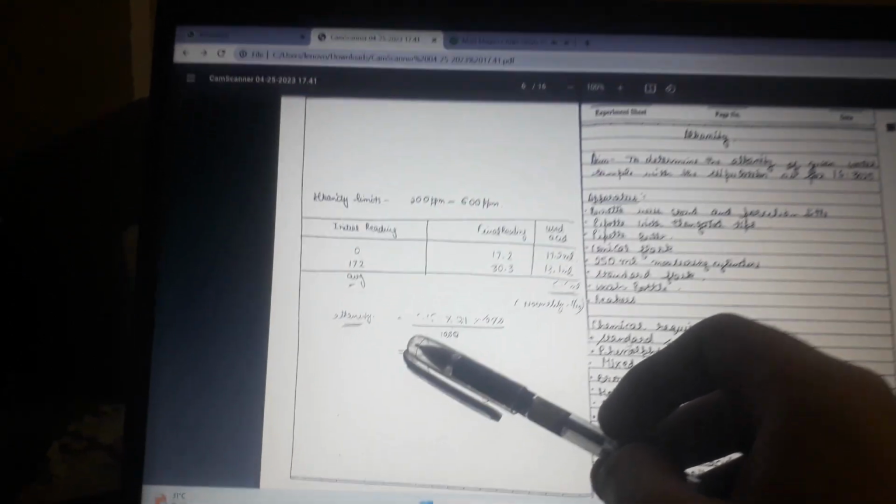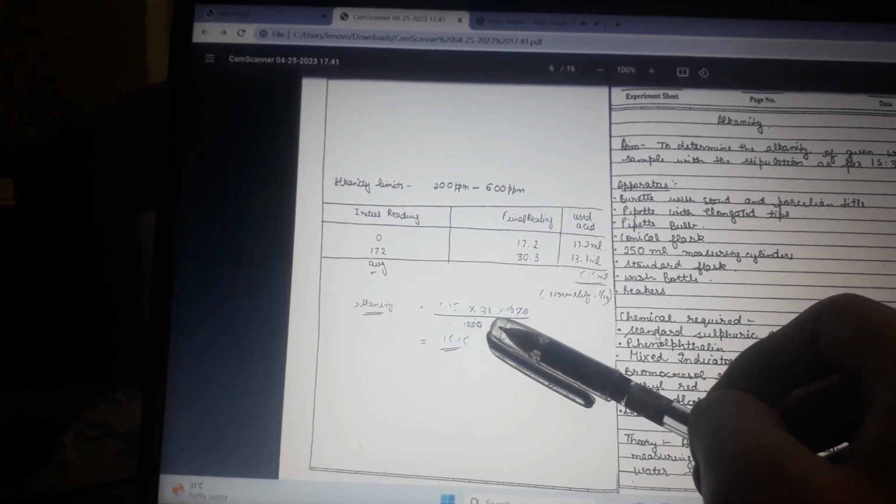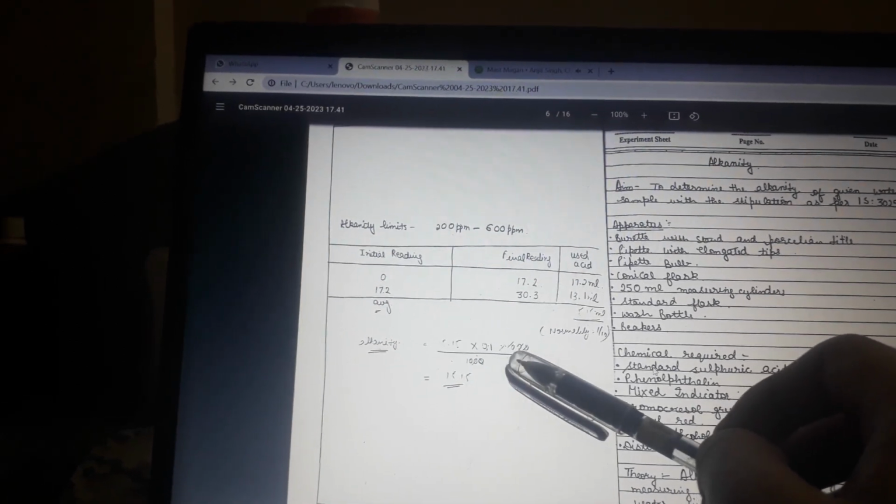Average alkalinity is equal to 0.15 into 0.1 into 1000 divided by 1000, 3.15.